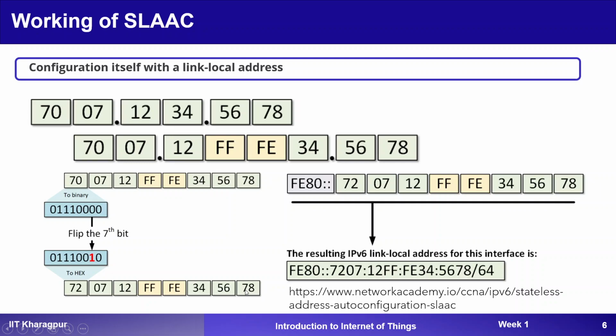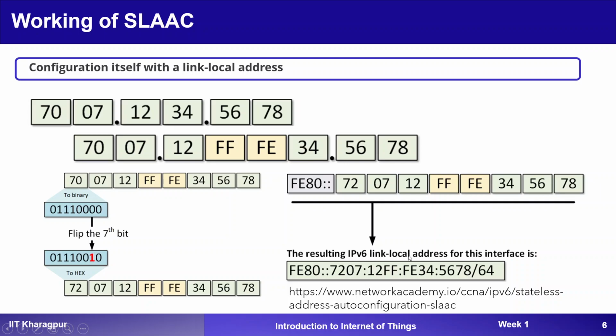After this has been done, we again have to do padding. We have to add FE80 into this complete address. So basically the final address which we got is this one. Now we have to check whether this address is unique or not. For that we have to do duplicate address detection.